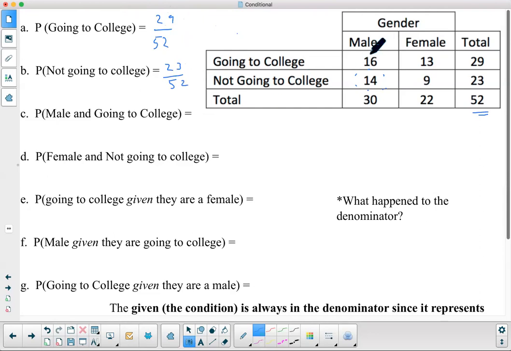Probability of male and going to college. Well, the male students that are going to college, right? There's only 16 of them out of all the people that they surveyed, 52. Probability of female and not going to college. Well, of the females, the ones that are not going to college, there were 9 of them out of the 52 people.